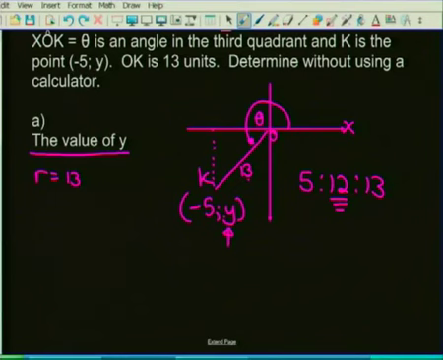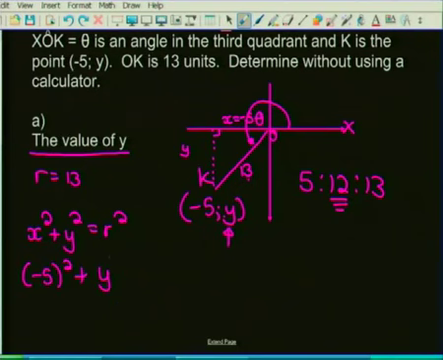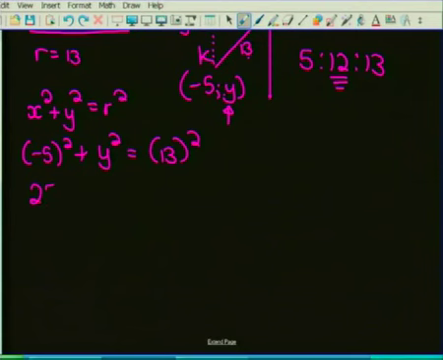Our sound method is we basically say to ourselves, okay, this is a right angle triangle. We know that the x value would have been minus 5. The y value is what I'm looking for, so I know that x squared plus y squared is r squared. So the x is minus 5 squared, the y value we're looking for, and the r value is 13 squared. Right, so let's carry on working. That's going to be 25 plus y squared equals 169.